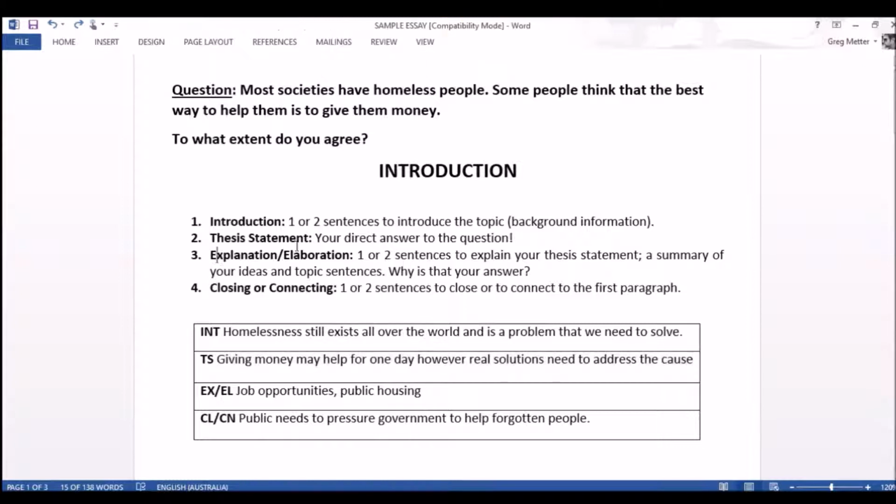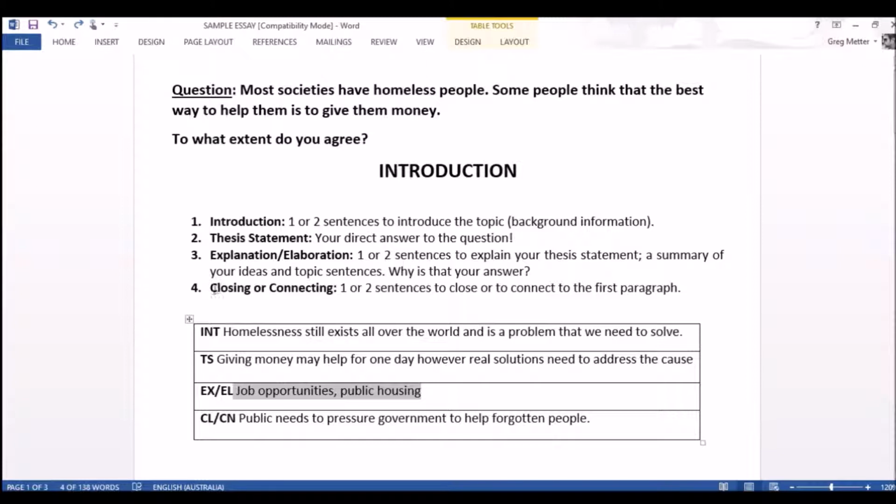Point number 3 is to elaborate or explain. In other words, summarize your ideas. Why is that your answer? Explain your answer. My answer was, giving money may help for a day, but real solutions need to address the cause, as you can see here. Now, to explain this, I'm going to use job opportunities and public housing. This is the reason or the examples for my thesis statement. Real solutions need to address the cause. To explain that, I've said job opportunities and public housing. These are real solutions. These address the cause.